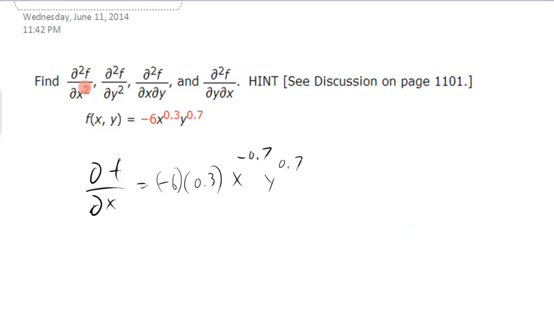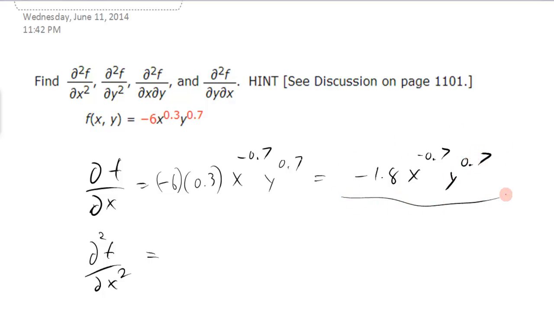Now, this notation you should recognize from Calculus 1. When you have that little 2 there, it just means do the second derivative. So we've already done one derivative, so we now are going to do the derivative again with respect to x. Here you already have your equation, and if you wanted to, you could simplify this to negative 1.8 x to the negative 0.7, y to the 0.7. Okay, so now this is our simplified version of it.